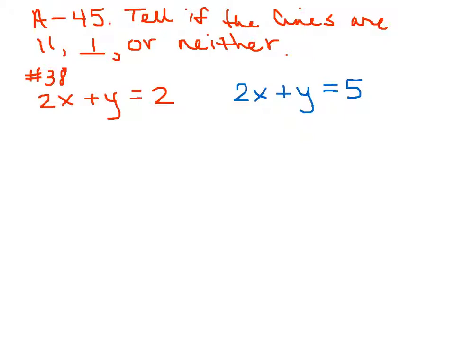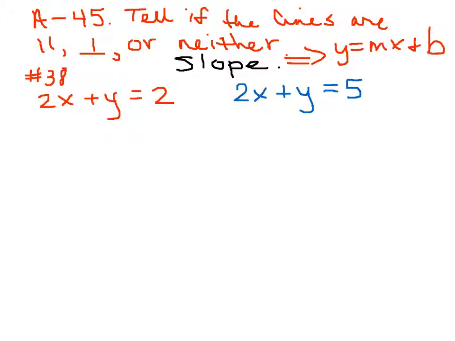Last one I'm going to do on this problem set, A-45. Number 38, tell if the lines are parallel, perpendicular, or neither. So once again, in order to do this, I need to know everybody's slope. So let's take a look at these two equations and find their slopes. The easiest way to do that is to put them in slope-intercept form. So I'll take the first one. I want to put it in y is equal to mx plus b form. In other words, I need to isolate my y.